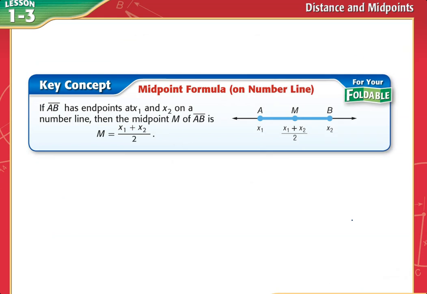All right, so we have midpoint formula. Midpoint formula is pretty straightforward, where it says if you have 2 points, okay, on a number line, then the midpoint is just adding up the two values of x and then dividing by 2.